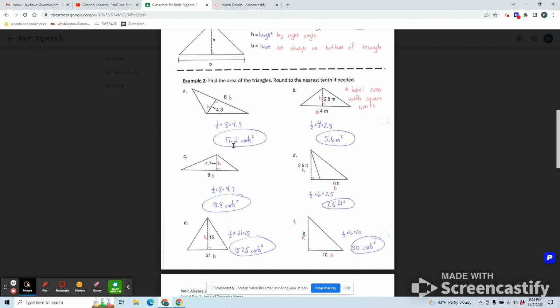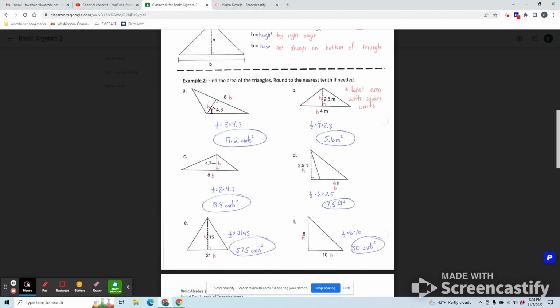17.2 units is different than 17.2 square units. They mean 2 different things. So you need to make sure that you label. Just like if we're talking about money, 10 cents is different than $10. That label matters. So take the time to make sure you are labeling correctly.